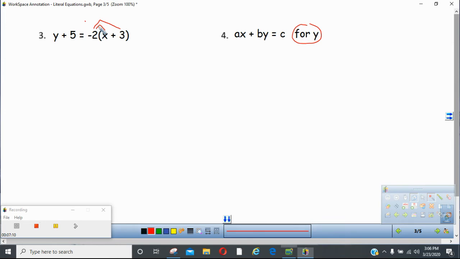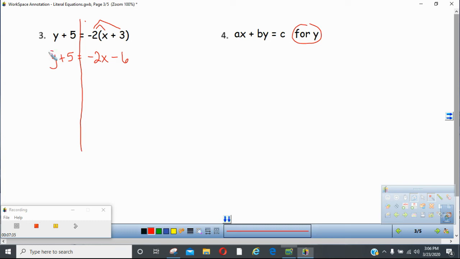So we're going to multiply -2 times x to get a -2x. We're going to multiply -2 times 3. One negative makes the whole thing negative, and 2 times 3 is 6. And then we'll bring down y plus 5. So let me draw my line right here.